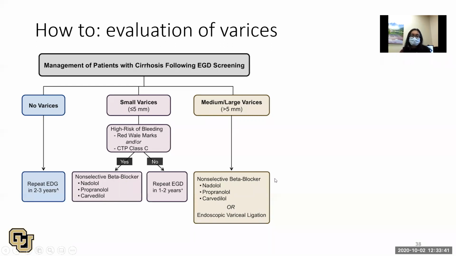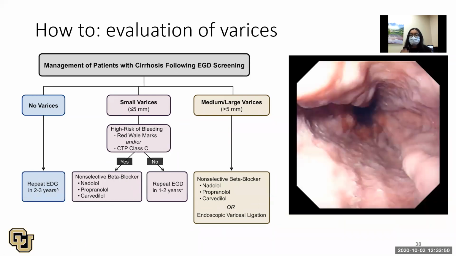And then we often use beta blockers, like this patient was on propranolol, to help prevent variceal bleeds if they have varices. And for anybody that doesn't know what varices look like, it is these columns. These are the veins that are sticking out in the esophagus.